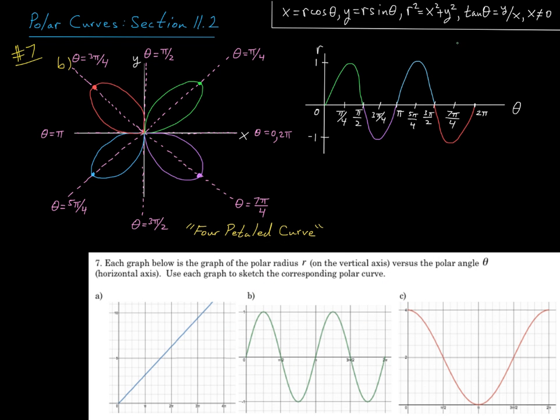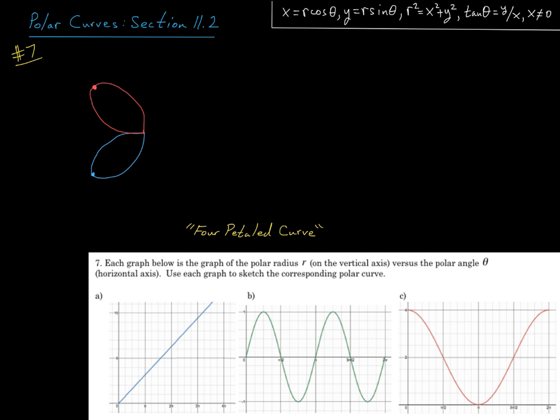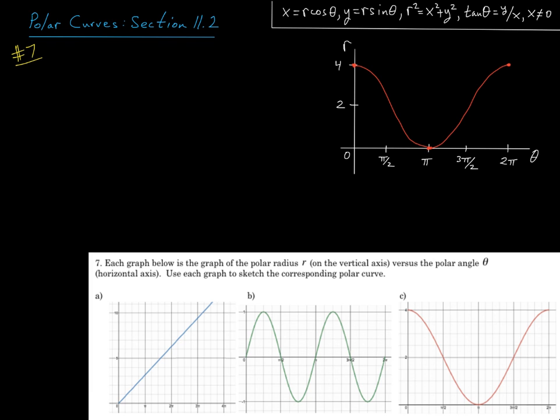All right, so then moving on to the last part. This is part C. This also happens to be a sinusoidal wave. This is a cosine wave. Again, the particular equation isn't so important here, but what we can see from this graph is that as we increase theta, our radial distance decreases from a maximum value of 4 down to 0 when theta is pi, and then it increases back up to a maximum value of 4 when theta is 2 pi.